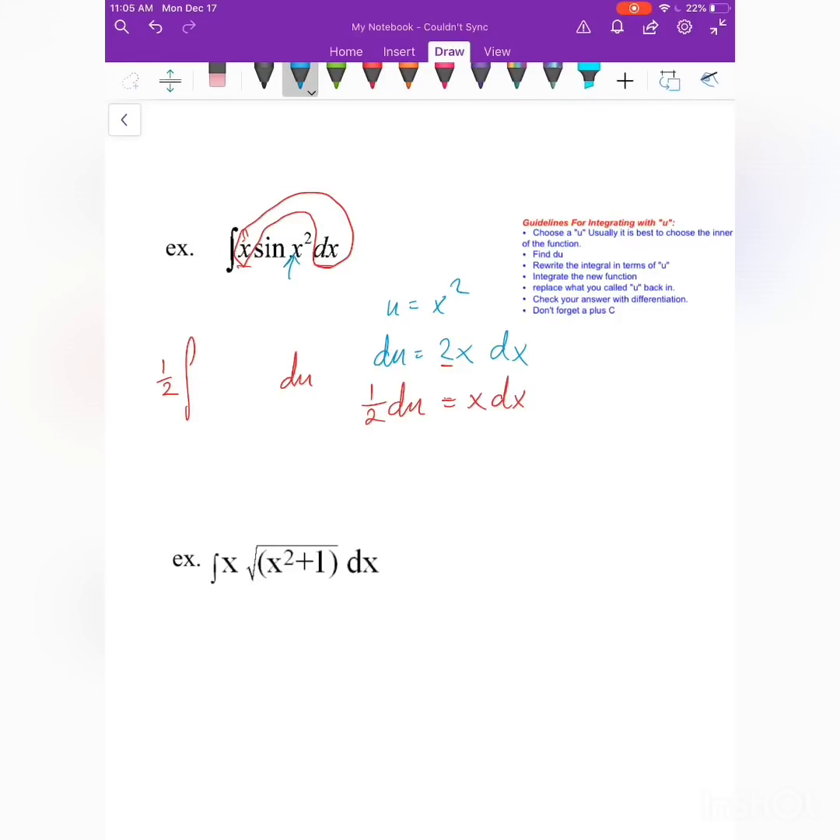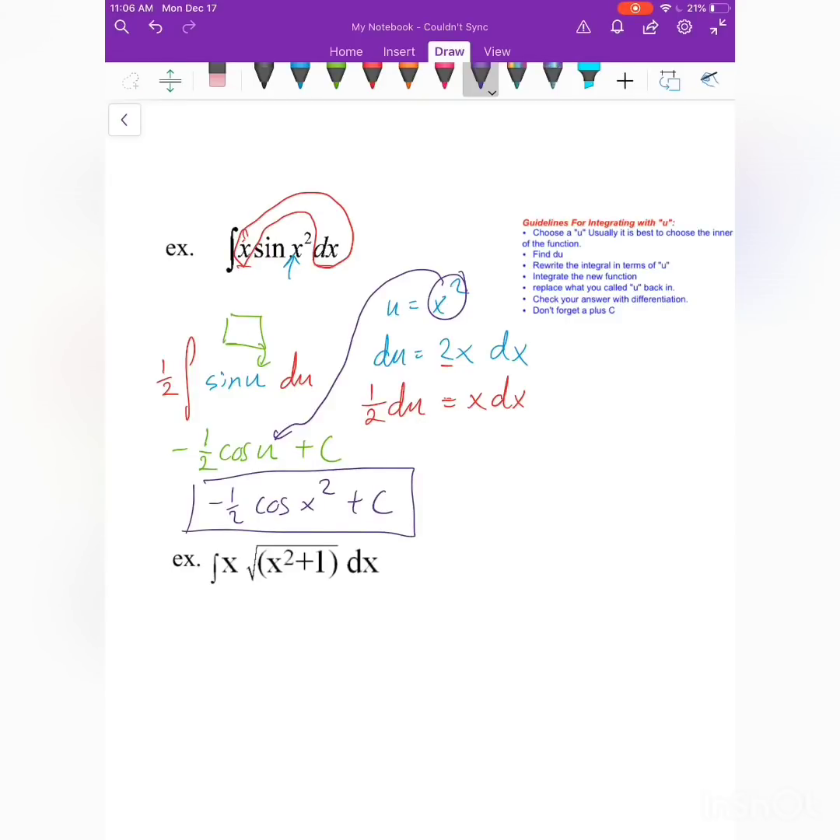u is this x squared, so I have the sine of u. And again, this problem looks much simpler once you substitute everything out. Do our box technique: whose derivative is sine of u, and that would be negative cosine of u. And don't forget, plus c. And don't forget you have this 1/2 coefficient, so what I'm going to do is move the negative over and put my half there. And now I just have to plug my u back in. So negative 1/2 cosine of x squared plus c. Final answer.